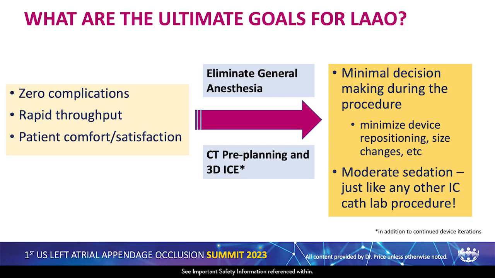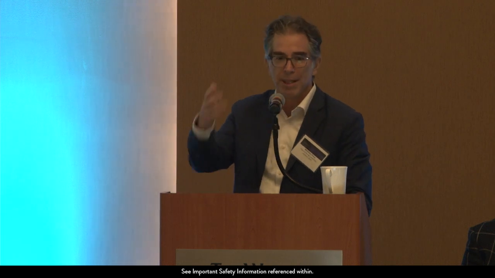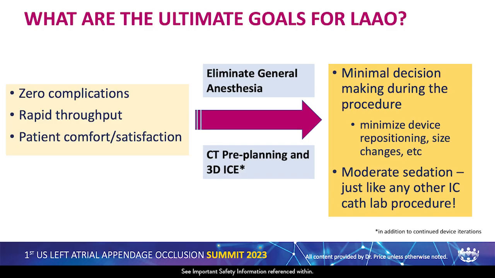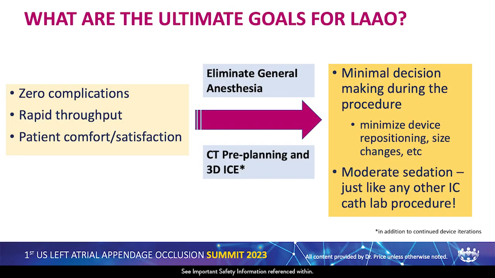So what does that mean we need to do? We need to minimize decision-making during the procedure. No hemming and hawing, oh, maybe we should do a 28 or a 31 or 26 or what have you. You want to minimize device repositioning, minimize device size changes. You want to open up the device maybe as you get access. And I really think we're going to need to move to moderate sedation.